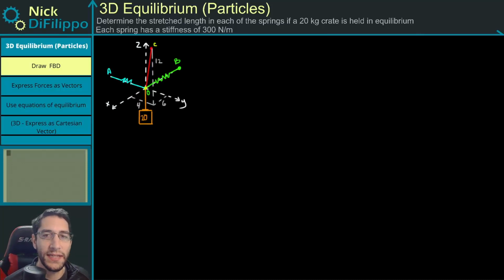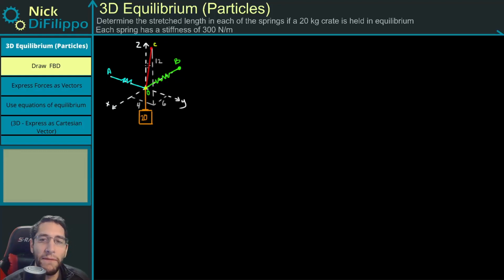I was looking through my statics book and trying to find an interesting 3D equilibrium problem that wasn't your traditional three forces in 3D space, because those problems take a really long time to go through. And I've already done an example on that.